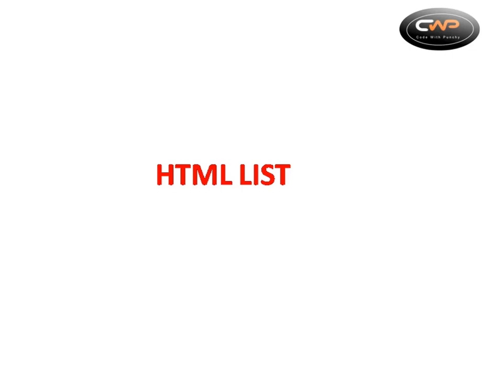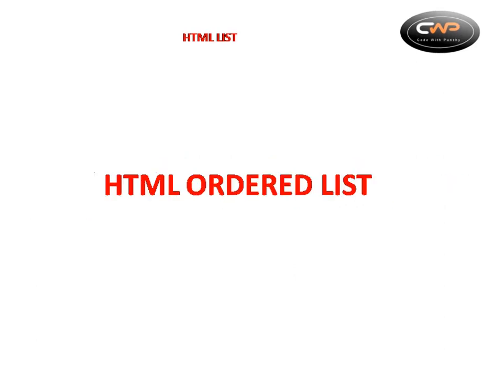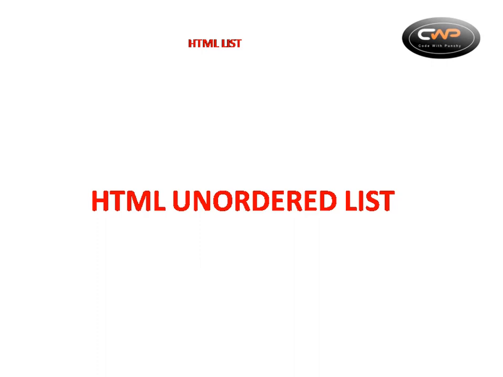In today's video we'll talk about HTML lists. HTML lists allow web developers to group a set of related items in lists. And there are two categories of HTML lists. We have the HTML ordered list and HTML unordered list.